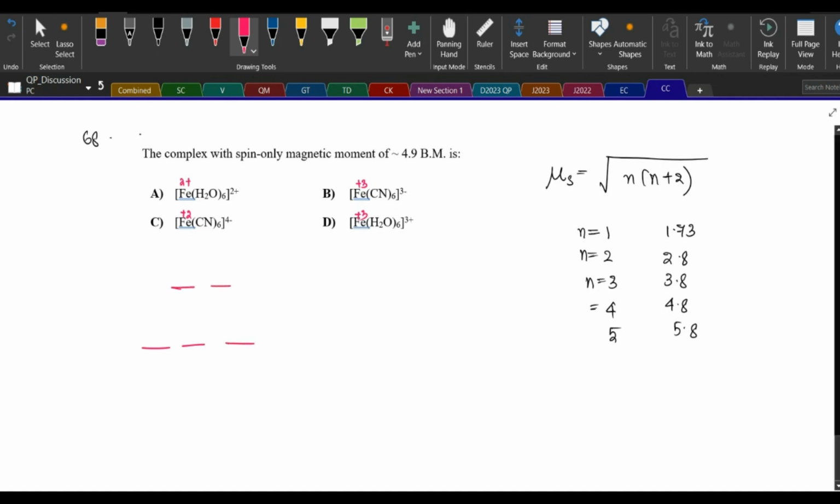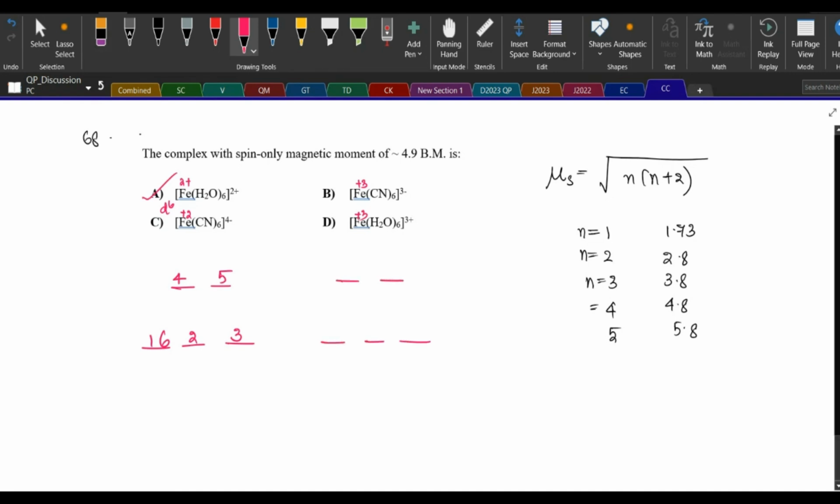Water is a weak ligand. Iron +2 means there will be 6 electrons. You have to fill them: 1, 2, 3. Since water is weak, the fourth one will easily jump up. 4, 5, 6. How many unpaired electrons do you see? We have 4 unpaired electrons. So the correct answer to this question is option A. Let's just check the rest as well.